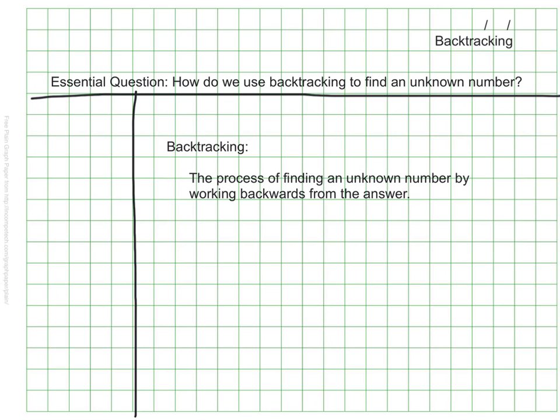Let me show you a quick example. So here's a simple question. What number would you need to multiply by 3 to get 6? Right? So we know that 6 is our answer. It's the product of our number times 3. We're going to work backwards to find the number that fits the description.